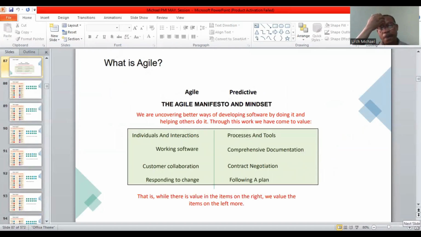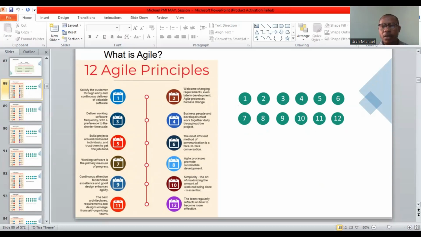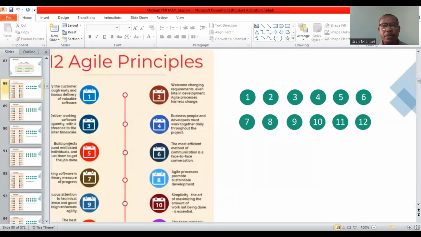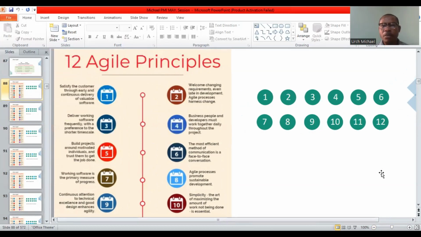So this is just what we discussed earlier. What is agile? Agile is expressed in these four values. So we talked about the 12 principles. These are the 12 principles that we can actually use in implementing the agile mindset.